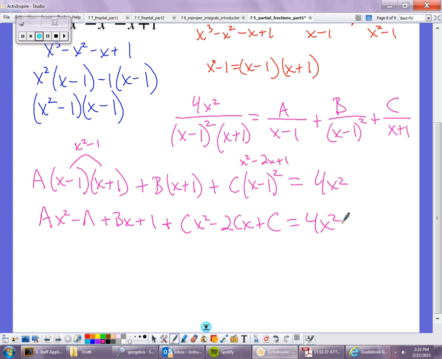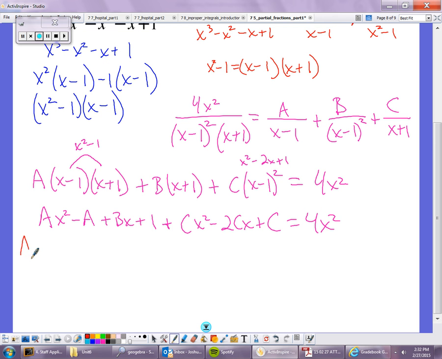Now, this is going to look a little silly, but there's a lot of terms in here, and you want to keep track of all of them. You might think, oh, well, I've got two x squared terms, and all I've got on the right-hand side is an x squared term, so I don't have to care. All I care about is these x squared terms on the left-hand side. Not the case.